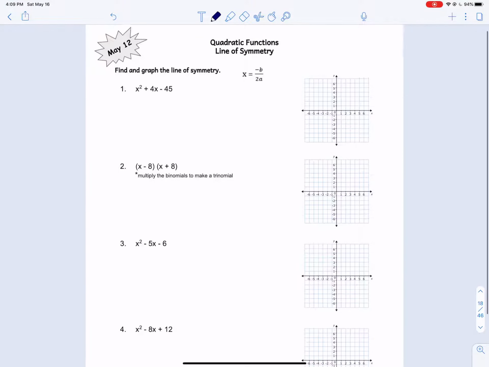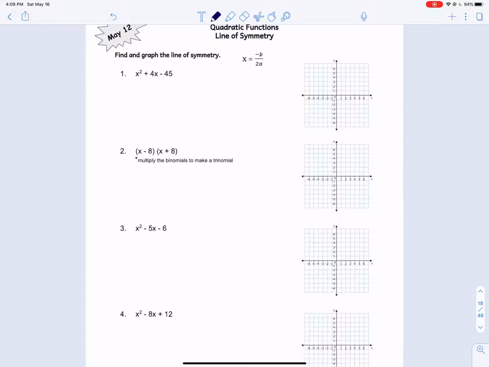So let's just do that one since it involves extra steps. So let's multiply this using distributive property twice, and then we can find the line of symmetry. So x times x is x squared, x times 8 is 8x, and negative 8 times x is negative 8x, and the negative 8 times 8 is negative 64. Combine like terms. Okay, it looks like that's going to equal 0, so we have x squared minus 64.